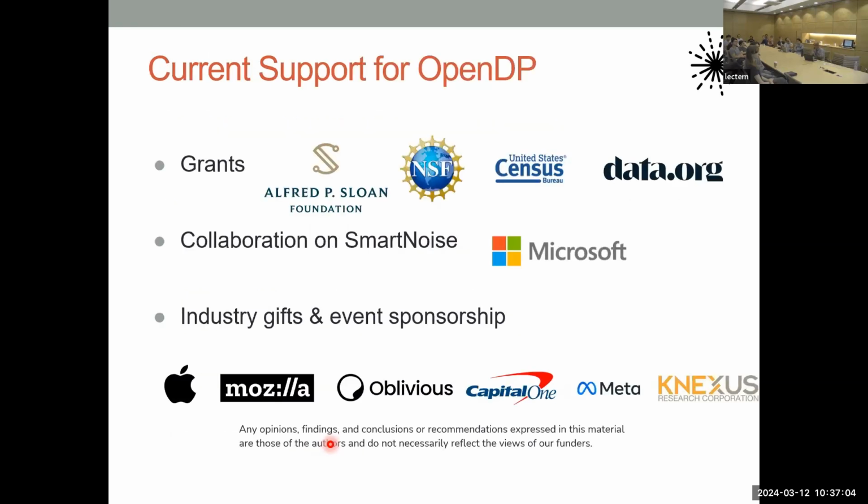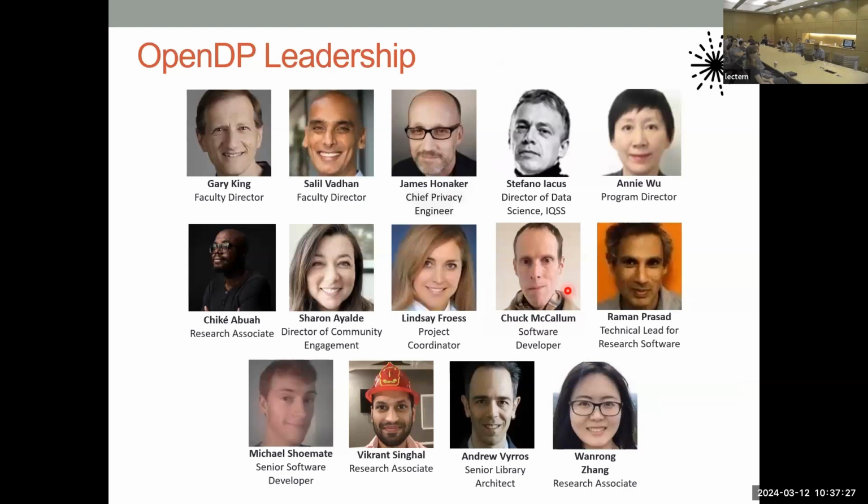Our primary support, the largest portion, comes from the Sloan Foundation and National Science Foundation, with some other funders, and we've been collaborating very heavily with Microsoft on a particular toolkit called SmartNoise Toolkit, which is powered by OpenDP from the start of the project. And we're grateful for gifts from a number of companies as well. Joined by Gary King, a political scientist and applied statistician, in running OpenDP.